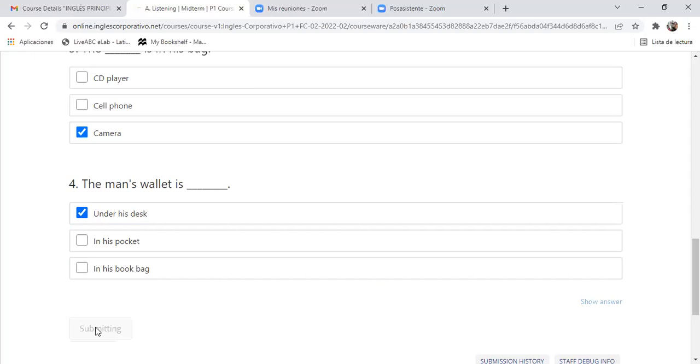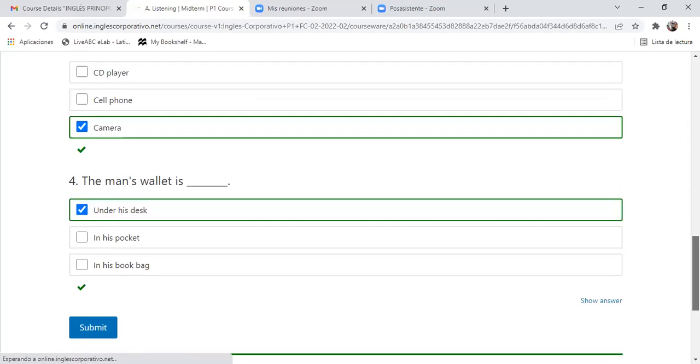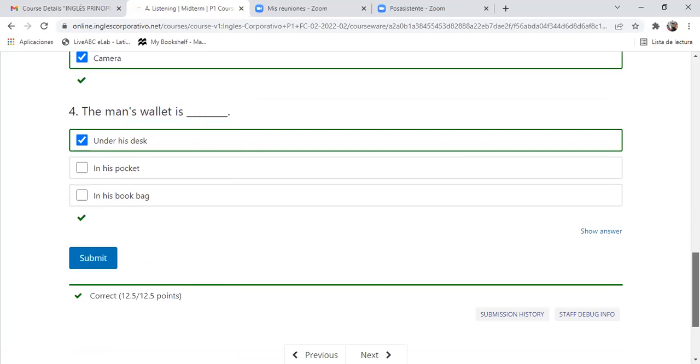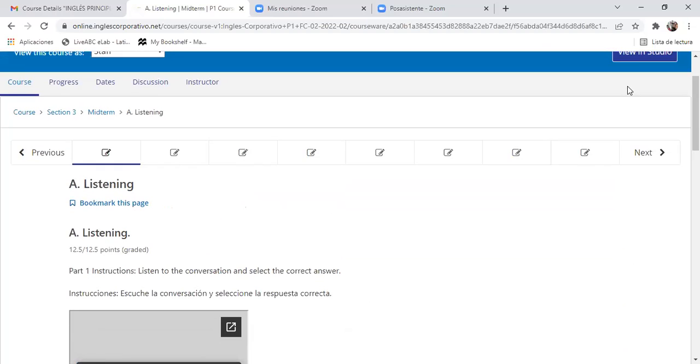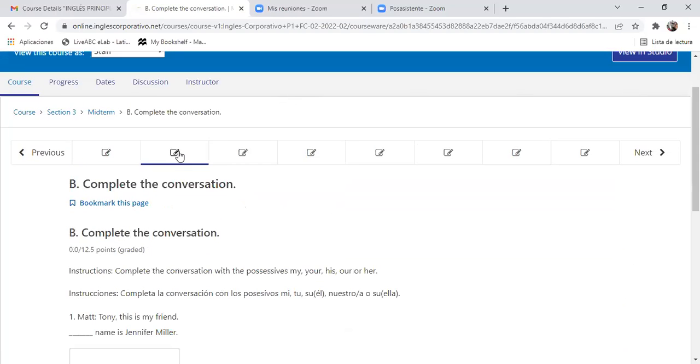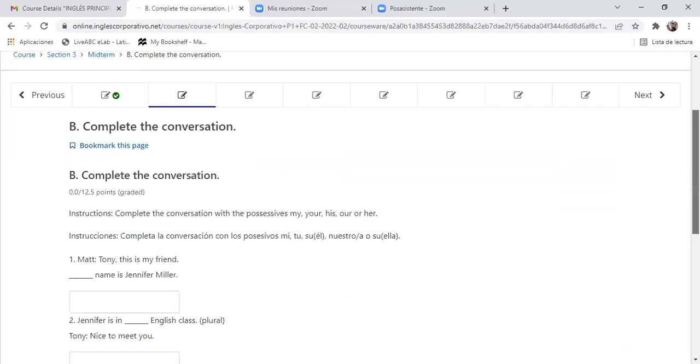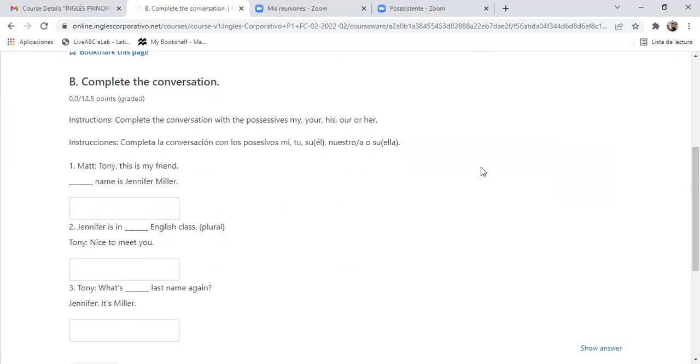Where is the man's wallet? Under his desk. Okay. Very good. Good job. We got them all right. Now let's go to the next one, which is to complete the conversation. Here we're going to use the possessive my, your, his, our, or her. Remember, her is for female, his is for male, and our is for we, for nosotros, okay?